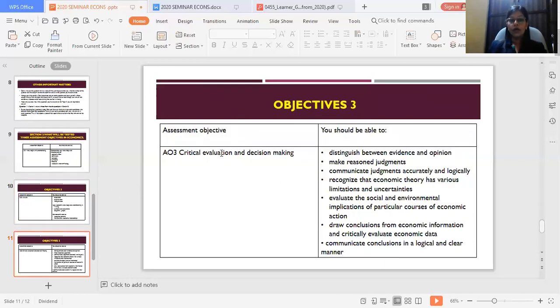And also your critical evaluation and decision making. Distinguish between evidence and opinion. Reasoned judgments. Communicate judgment accurately and logically. Recognize the economic theory in various limitations and uncertainties. Evaluate the social and environmental implications. All right, the economic actions. Draw conclusion from economic information and critically evaluate economic data. Communicate conclusions in a logical and clear manner. This is very important. These are the three important objectives that we are going to look into in economics.